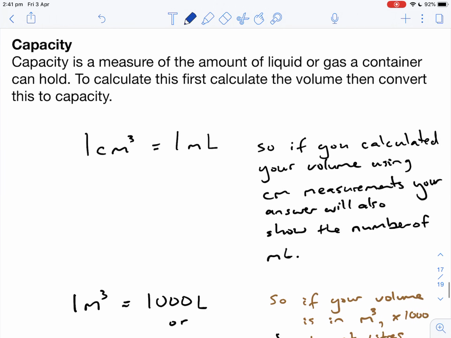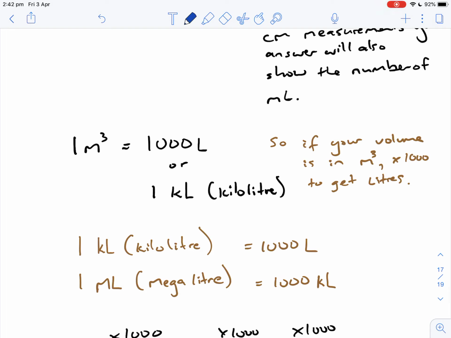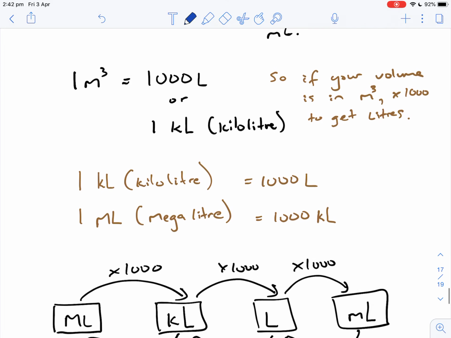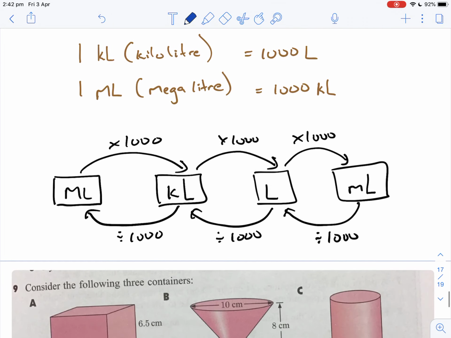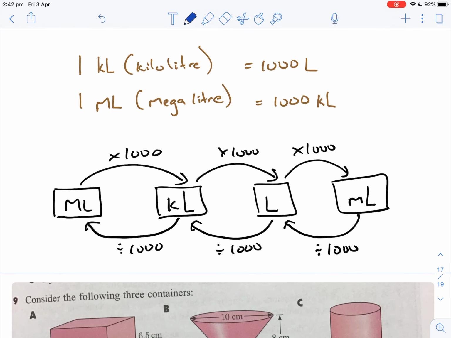If the question requires your answer in millilitres, then you're safest to convert all your measurements to centimetres first to work out your volume, and then away you go. If you've done your measurements in metres, then every 1 metre to the power of 3 is equal to 1,000 litres, or 1 kilolitre. So if you've measured your original object in metres, then your answer is basically in kilolitres, and timesing it by 1,000 will give you your answer in litres, which is usually making logical sense. If they've got really extreme, then you might also get a megalitre. A megalitre is 1,000 kilolitres.